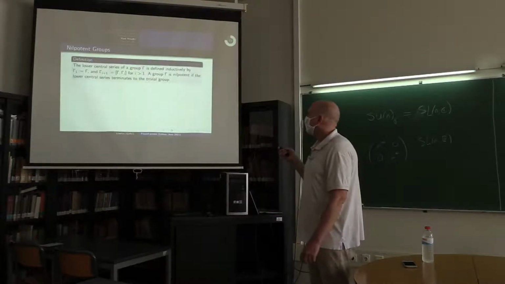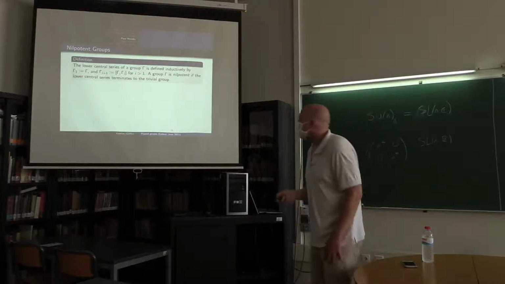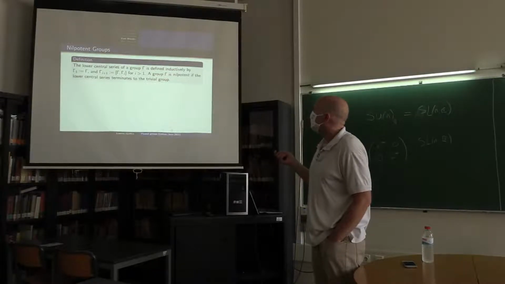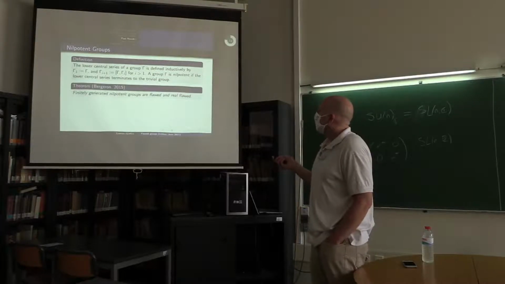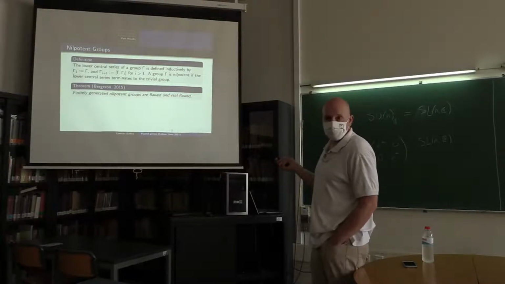Okay, all right, so what time is it? Okay, good. So the next case is generalizing abelian groups. We get finitely generated nilpotent groups, those are the ones that have the lower central series terminate. I already mentioned Bergeron's work. He showed that finitely generated nilpotent groups are flawed and real flawed.